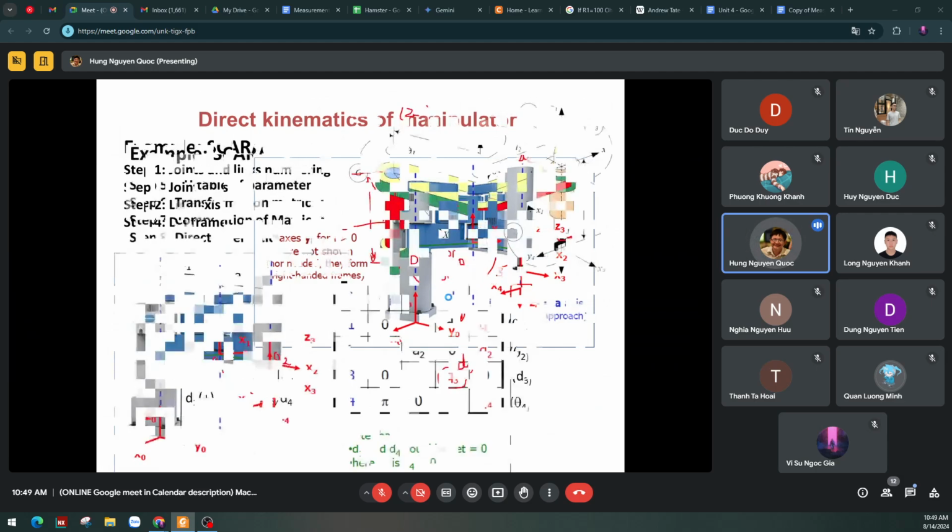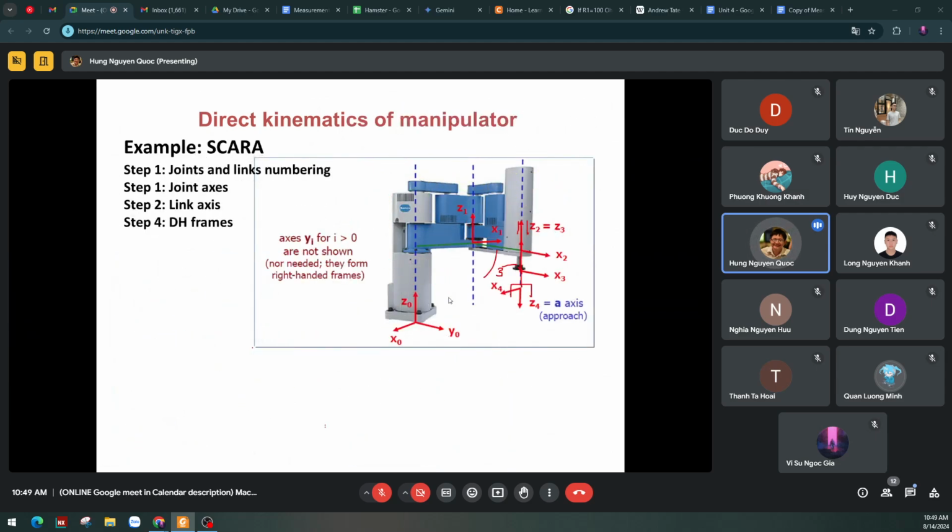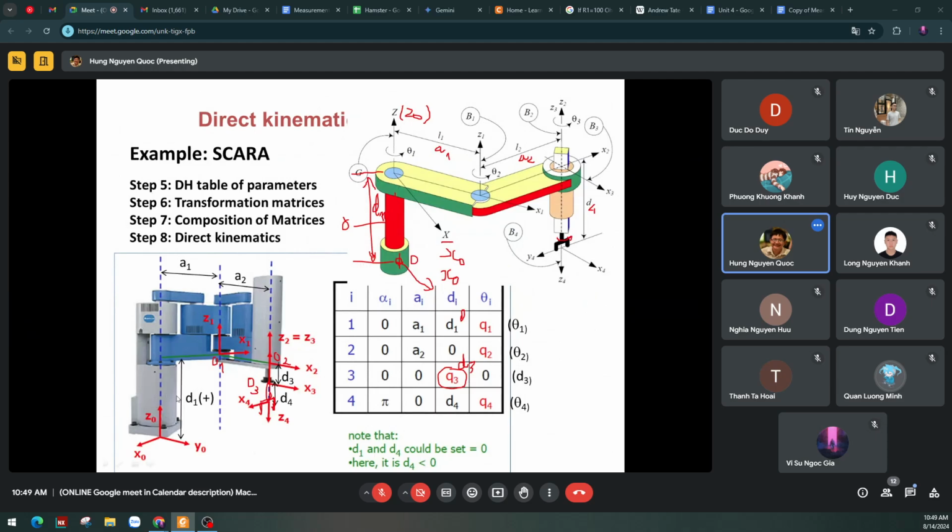So how can we determine the DH parameters? Look at here. We have 4 degrees of freedom, right? And just look at the data I give here. The distance from here to here is D1. From here to here, A1. From this joint to this joint, A2. From this one to the end point, D3.